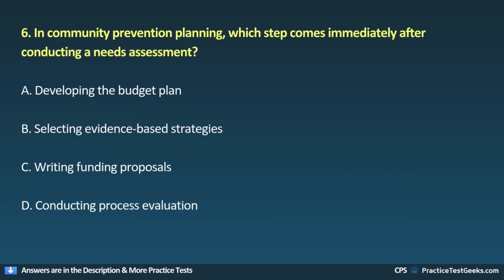6. In community prevention planning, which step comes immediately after conducting a needs assessment? A. Developing the budget plan. B. Selecting evidence-based strategies. C. Writing funding proposals. D. Conducting process evaluation.